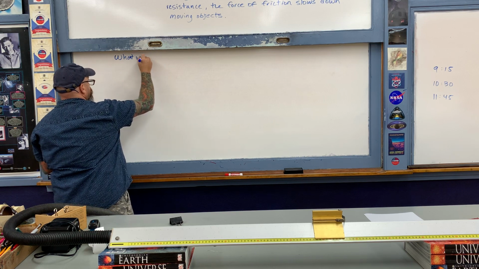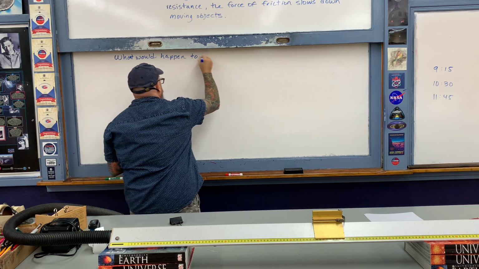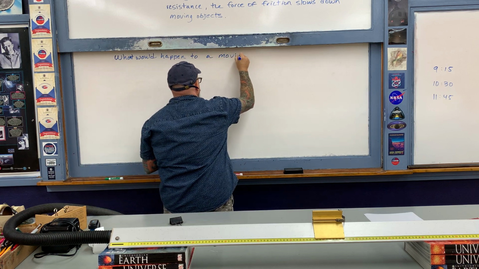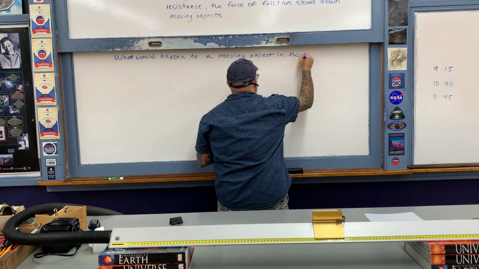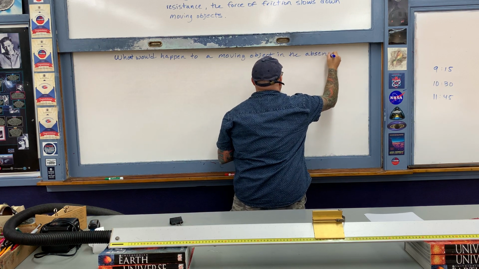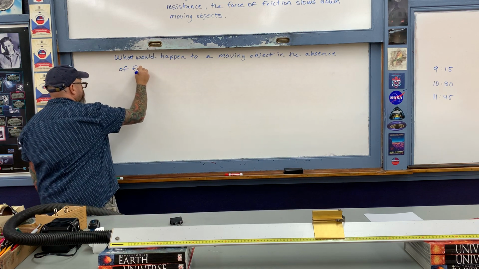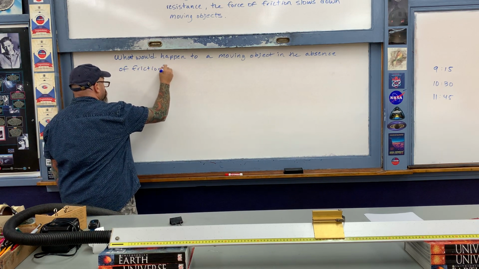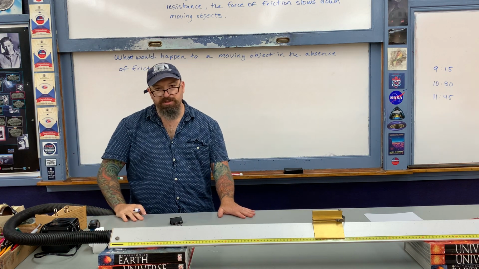What would happen to a moving object in the absence of friction? So to answer this question, Galileo designs a simple experiment.